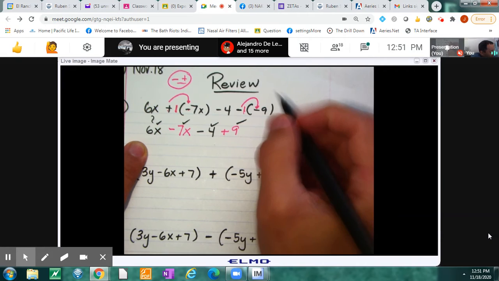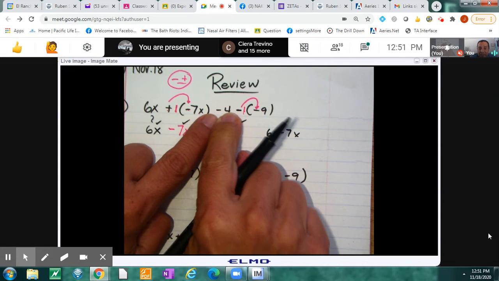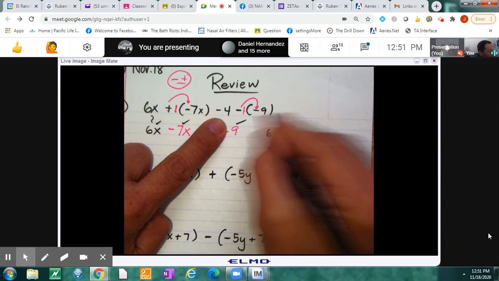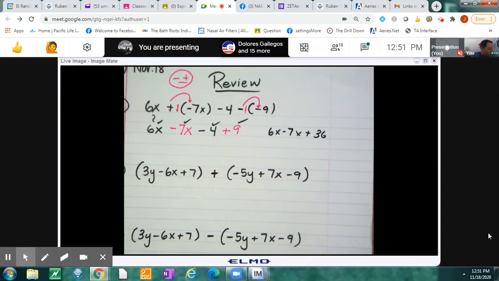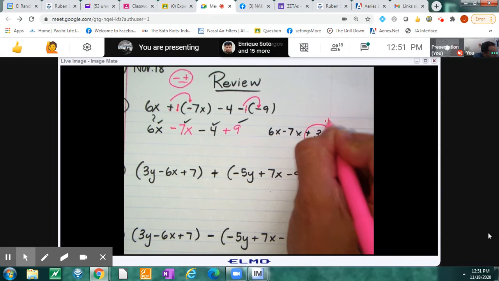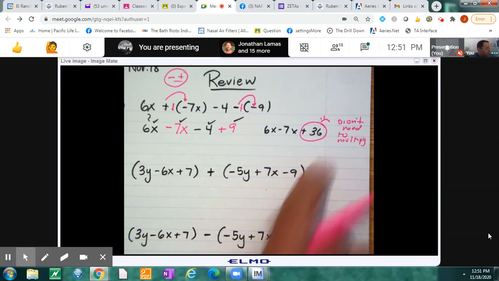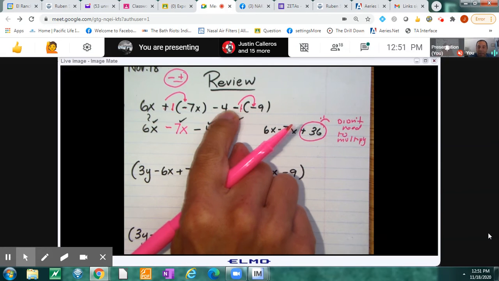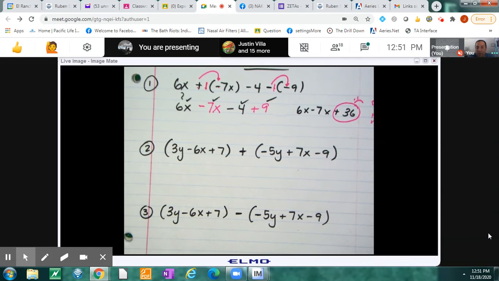Now, if you for some reason did this 6X minus 7X and you multiplied negative times a negative, and you got positive 36, put a circle around it, and say what did you do wrong? Say, didn't need to multiply. Right there, you didn't need to multiply that because there's a minus. See that?